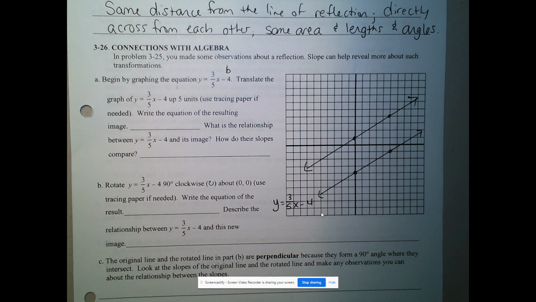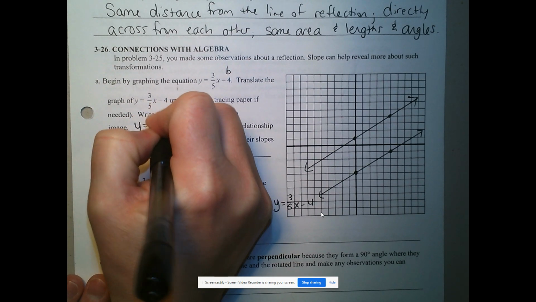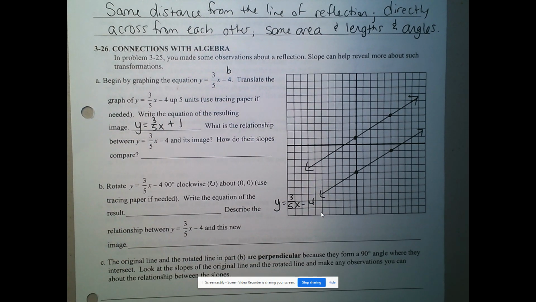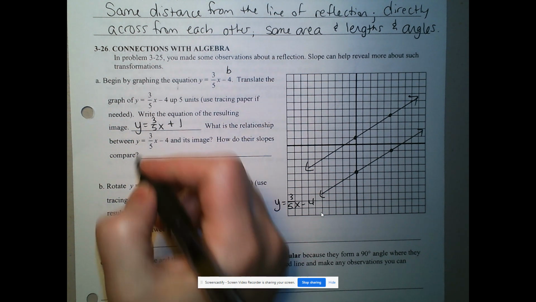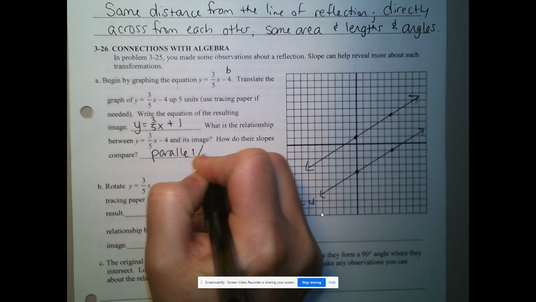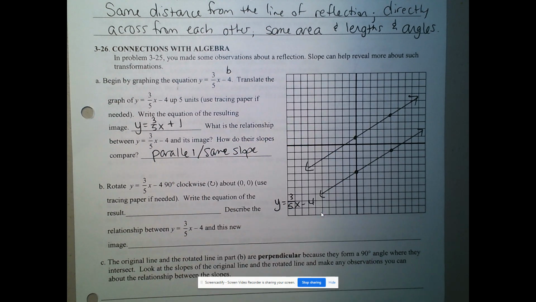What's the result? So you'll notice it's parallel, meaning it has the same slope. So it's going to start with y equals 3/5 x. And now the y-intercept is 1, so plus 1. So you'll notice that the relationship, the original one was a minus 4 for b, and the new one is a plus 1 for b. They are parallel. And that means that they have the same slope. The number, in this case, the fraction, 3/5, is the same.